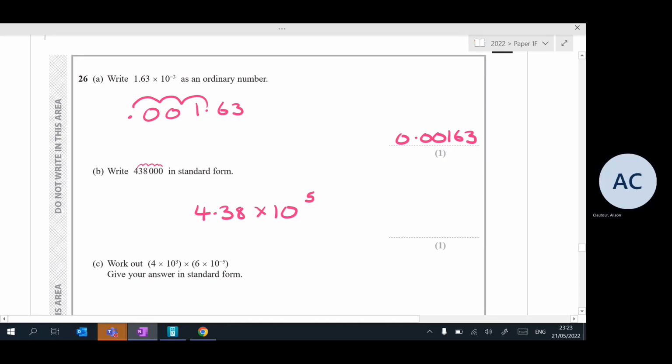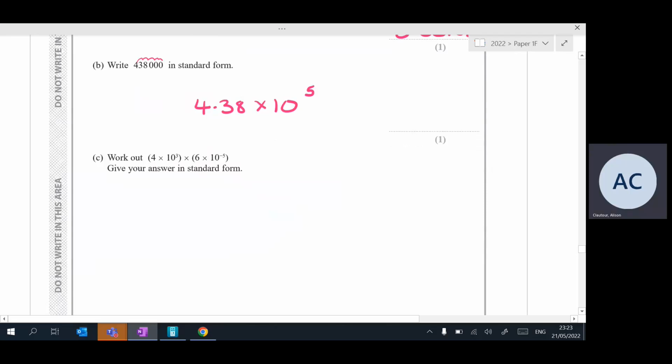If you're doing any sums with standard form, do your numbers first and then your powers of 10. So 4 times 6 is 24. 10 to the 3 times 10 to the minus 5. Remember, you add the powers together. So that will give you 10 to the minus 2.